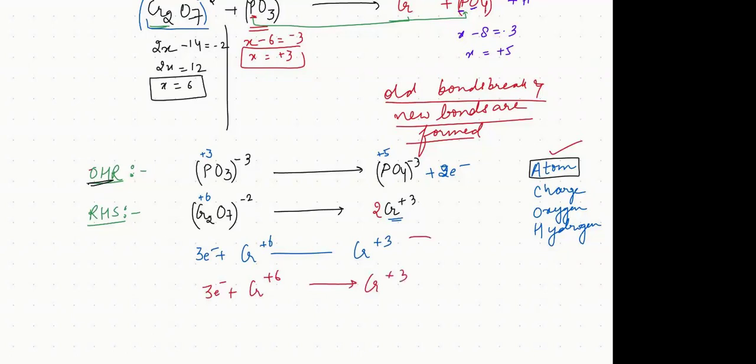So that means what? That means I would say that it has gained overall 3 and 3, 6 electrons. So if I provide 6 electrons in all to the radical Cr2O7 minus 2, you understand? It becomes 2 Cr plus 3. Yes or no? Yes.